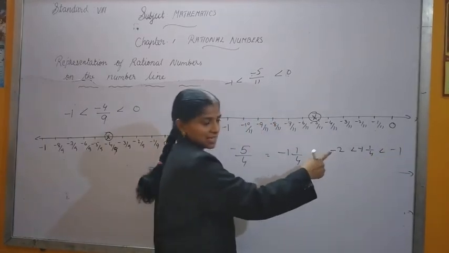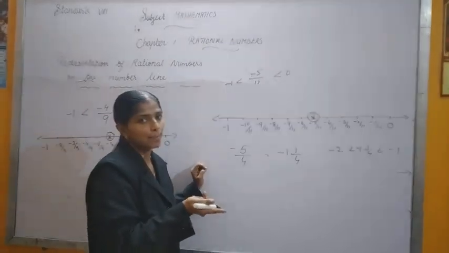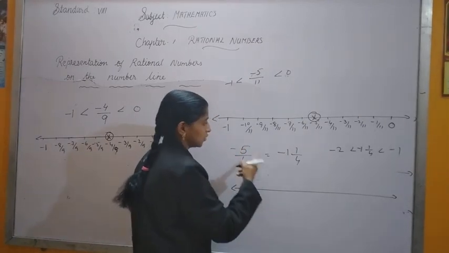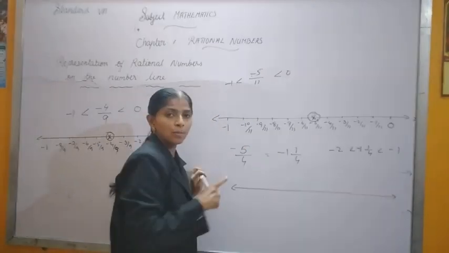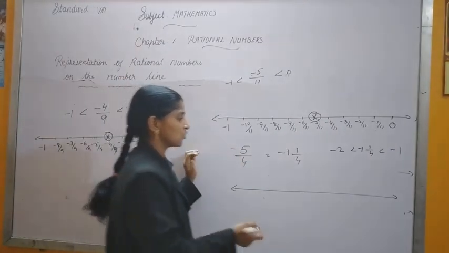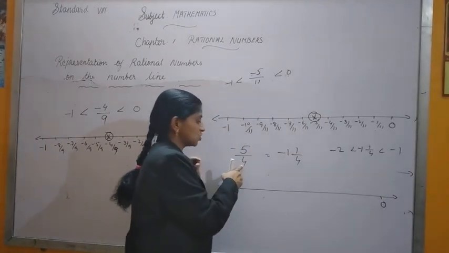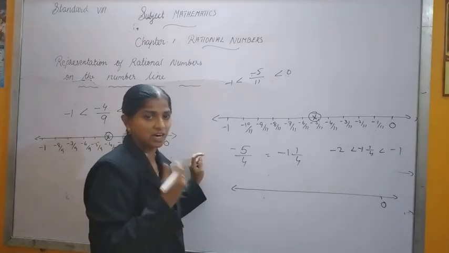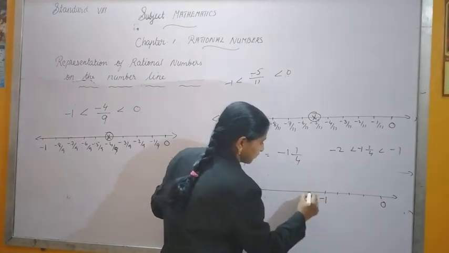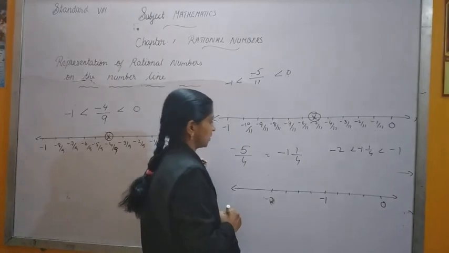minus 1. See, here we write minus 2 on the left side because minus 2 is less than minus 1. Then we draw the number line. You can start from 0 or you can start from minus 1. For a big number, start from 0. Here it's a small number, so we can start from 0. And how many divisions should we take? 4 divisions. Unit length divided into 4 equal parts. 1, 2, 3, 4. This becomes minus 1. 1, 2, 3, 4. This becomes minus 2.